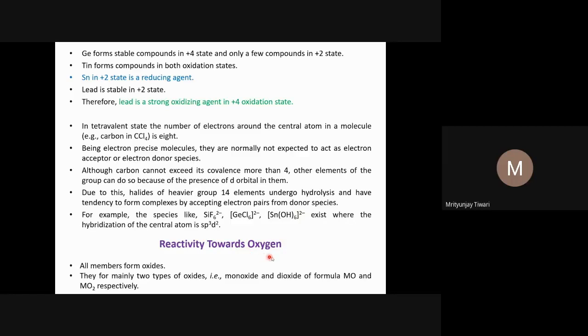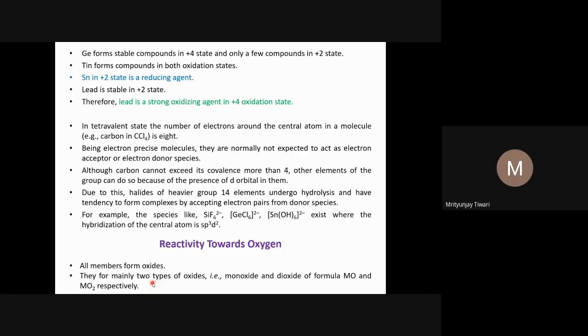Now let's look into the reactivity towards oxygen, the activity of group 14 elements towards oxygen. All the members form oxides. So all the members of group 14 elements form oxides. They form mainly two types of oxide: the monooxide and the dioxide, of formula MO and MO2 respectively. Examples are carbon monoxide CO and carbon dioxide CO2, very common examples.